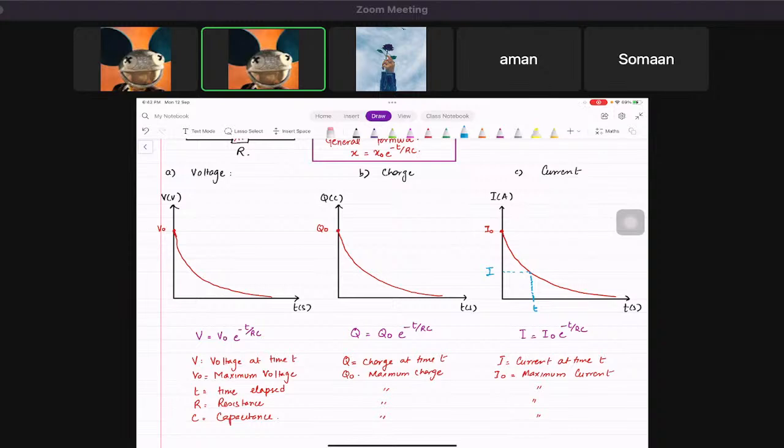Same goes for all the others. Like at time t, a certain charge you want to find. For voltage at time t, a certain voltage you want to find. So basically these equations will do it. Now to remember this equation, you just need to remember that the real thing is t upon RC. The rest of the things, whatever is given, you can just switch it. Is it clear, everybody? Any questions here?